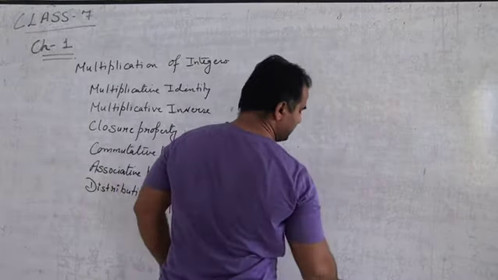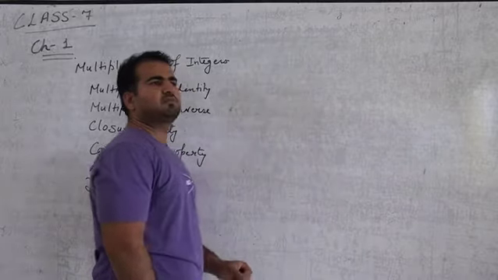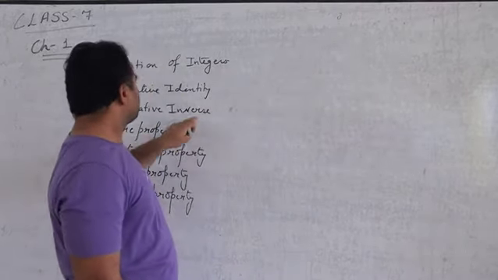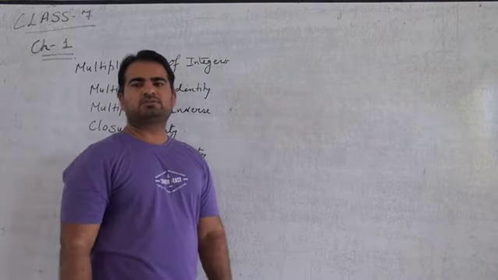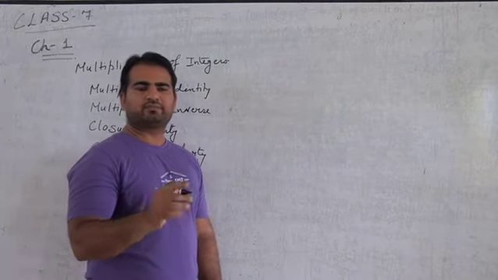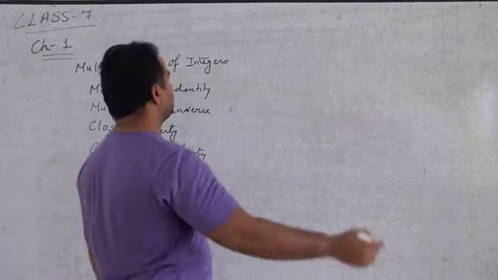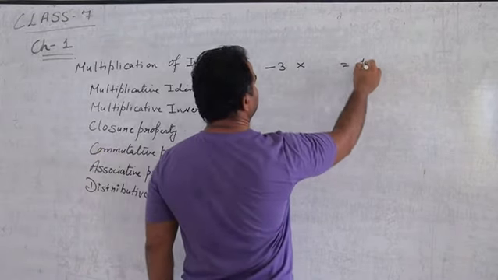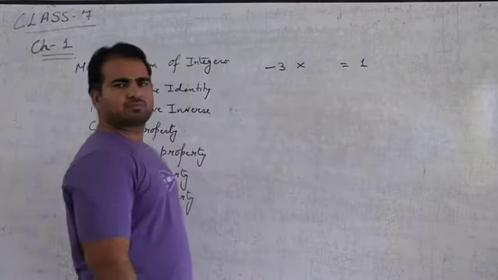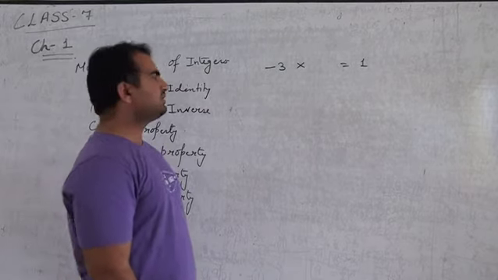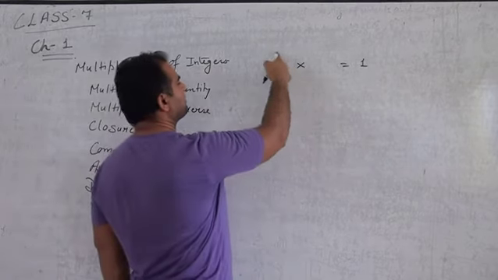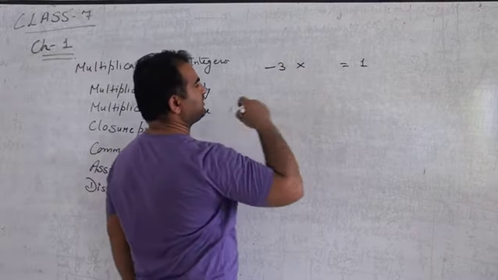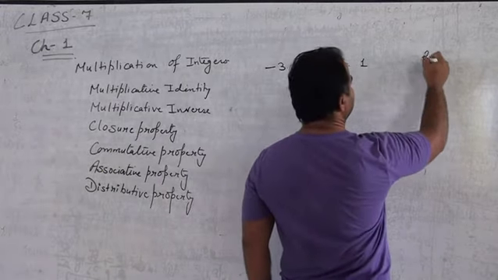Multiplicative inverse. By what number should the given integer be multiplied so that the answer comes to 1? Minus 3 should be multiplied by what so that the answer comes to 1? What we have to do is find the reciprocal of this integer. So what is the reciprocal of minus 3?